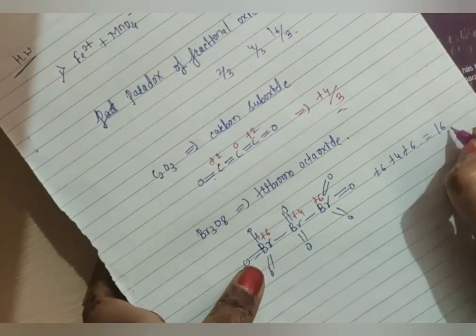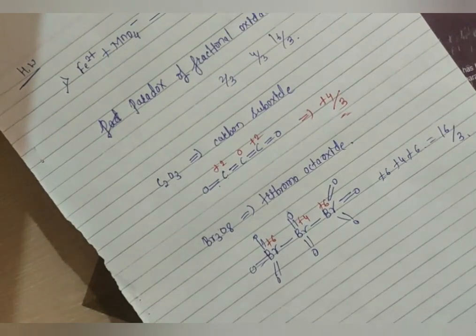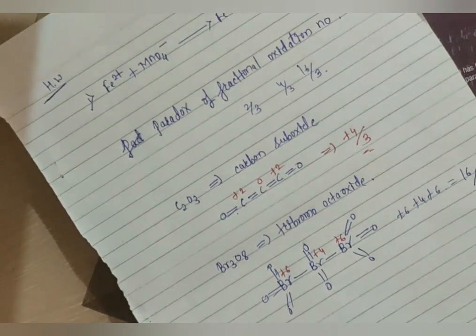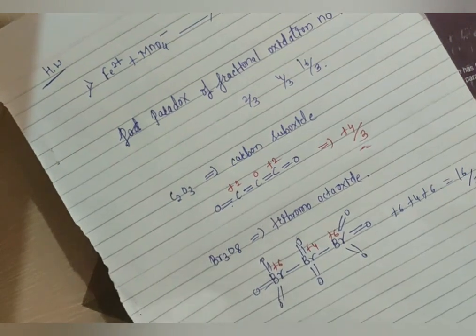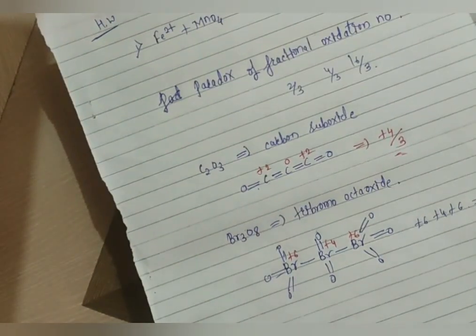In total we have 3 bromine. So 16 by 3 is the oxidation number of the tribromo octa oxide. So we can say that the paradox of fractional oxidation number is nothing but what? The oxidation number should be present as a fraction. So remember that the paradox of fractional oxidation number is nothing but the oxidation number being present in fractional form. It is not a whole number.